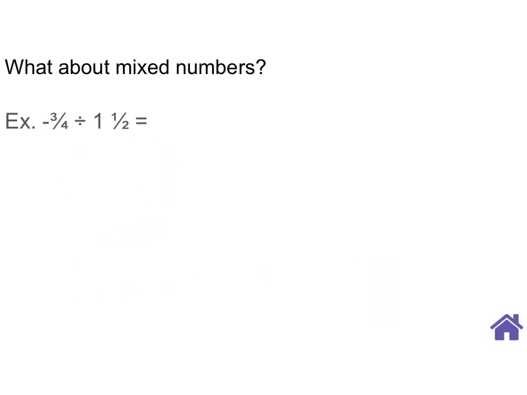Okay, our last question is -3/4 divided by 1 1/2. The first thing that I need to do is change my mixed number into an improper fraction. Remember, you multiply the denominator times the whole number, which is 2, and then you add the numerator, which is 1, so I get 3, and the halves stay the same, and I'm going to just write everything else the same.